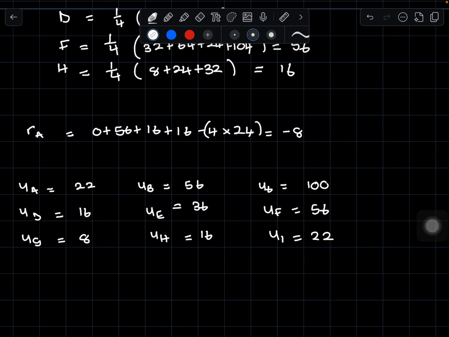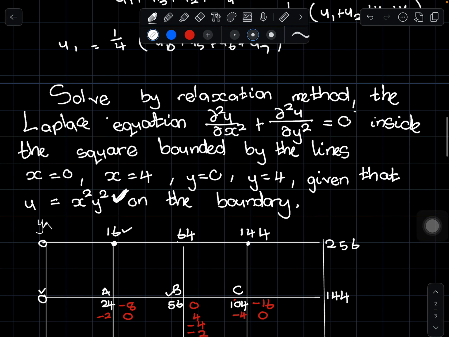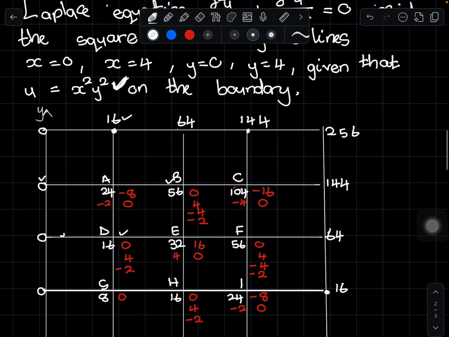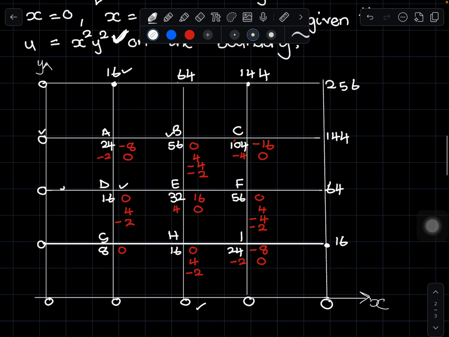We are done. Right. So that is how you solve elliptic equations using the relaxation method. It's an interesting way of solving elliptic equations, and you can also use the relaxation method to solve simultaneous equations. So we're going to concentrate on that next time.